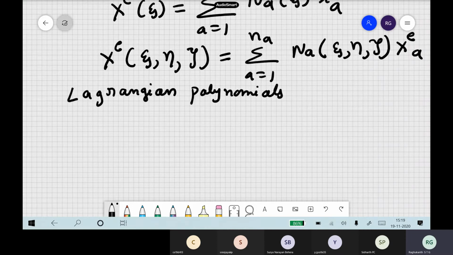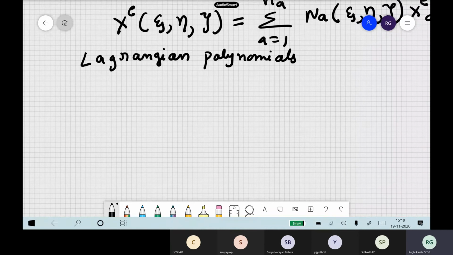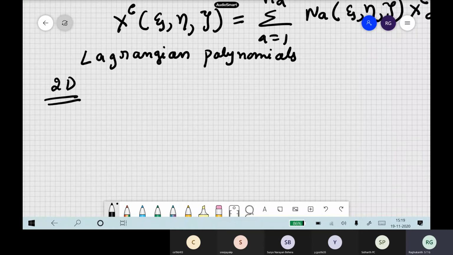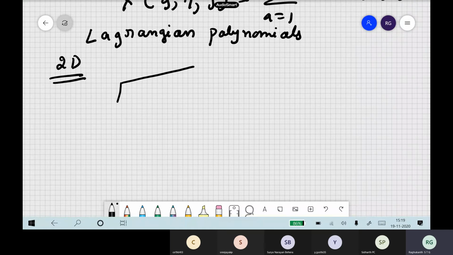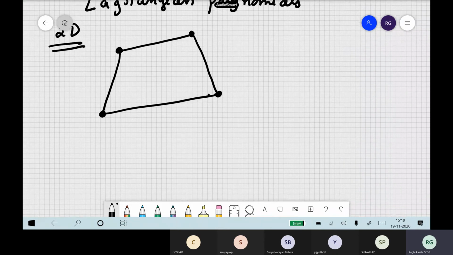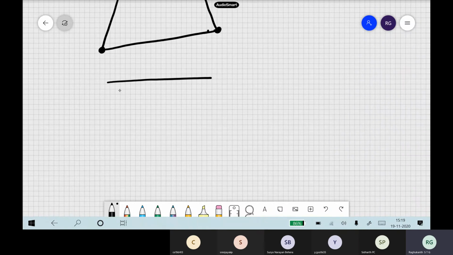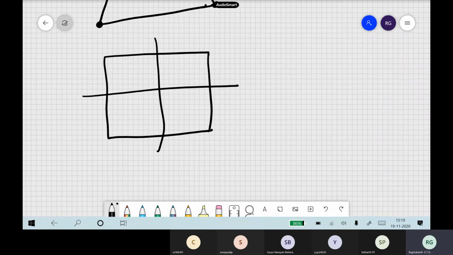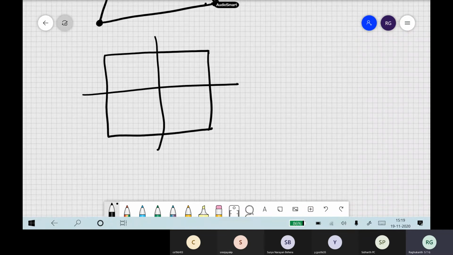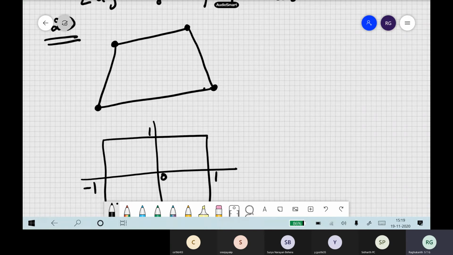Now suppose we go for a 2D element, let us say my element is like a quadrilateral. How many nodes will be there? This is my 2-dimensional element. Generally our reference square will be this one, so these are our points, -1 and 1, you followed, right? So this is 1 and then -1, and then 1 then -1.